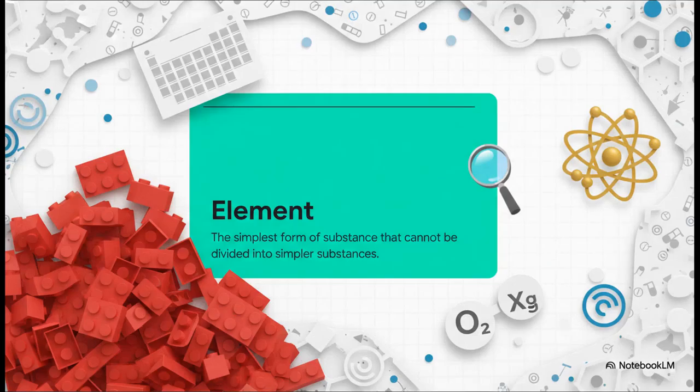Right. So if you have a massive pile of identical Lego bricks, let's say they're all red, that's basically an element. An element is a pure substance made up of only one kind of atom. A piece of gold, it's made of only gold atoms. The oxygen we breathe, only oxygen atoms. You get the idea. It's the purest thing you can get.